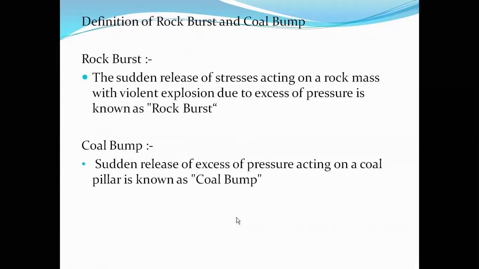So what exactly is rock burst? The sudden release of stress acting on a rock mass, with violent explosion due to excess of pressure, is known as rock burst. This is mainly in the case of metalliferous mines. This terminology is generally used in the case of metalliferous mines. On the contrary, in the case of coal mines, it is only the terminology that differs; concept-wise both are the same. In metal mines it is known as rock burst, and in coal mines it is known as coal bump.